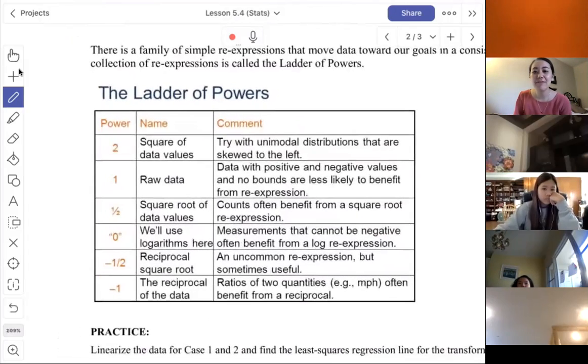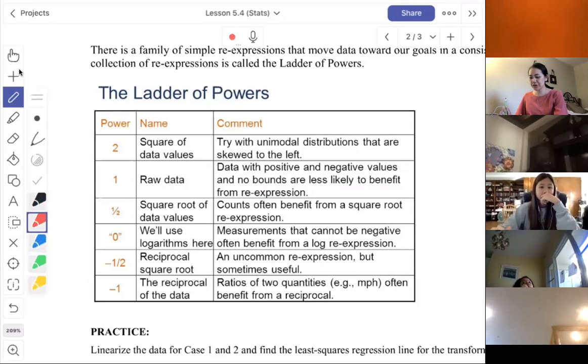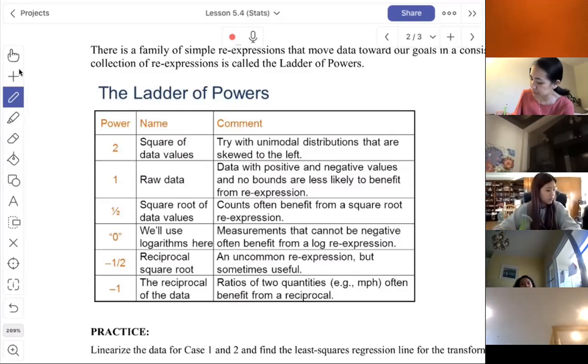The ladder of powers. We're going to be using mainly exponents and logs to re-express the data. It's called the ladder of powers because of the power exponent. Let me show you how this works. Let's say our y is to the power of 1. This is our raw data, our starting point. This is doing nothing to the data.